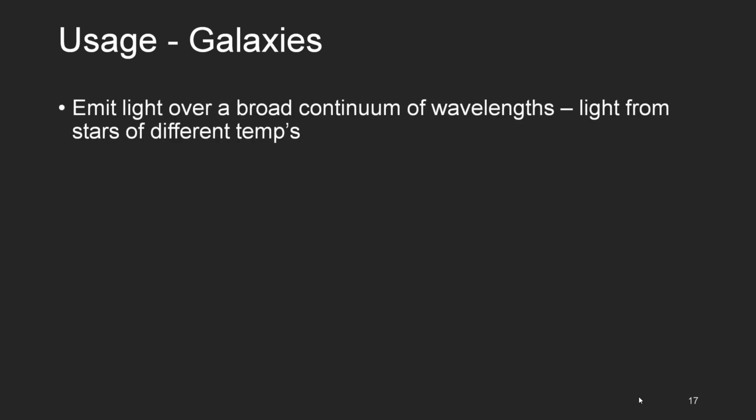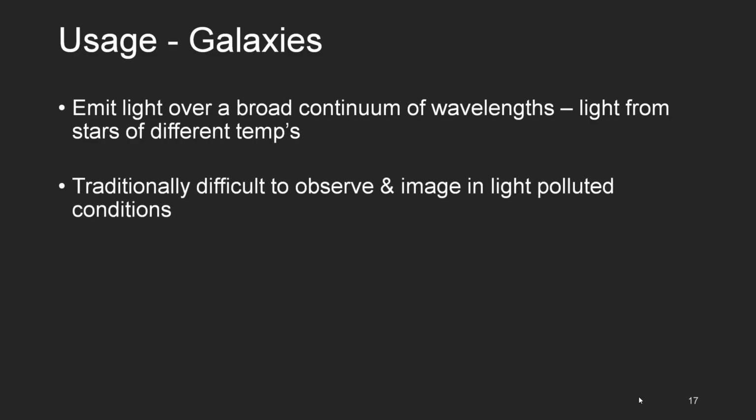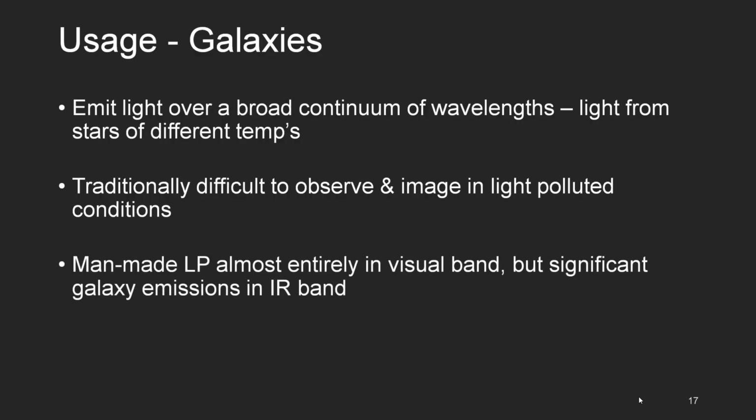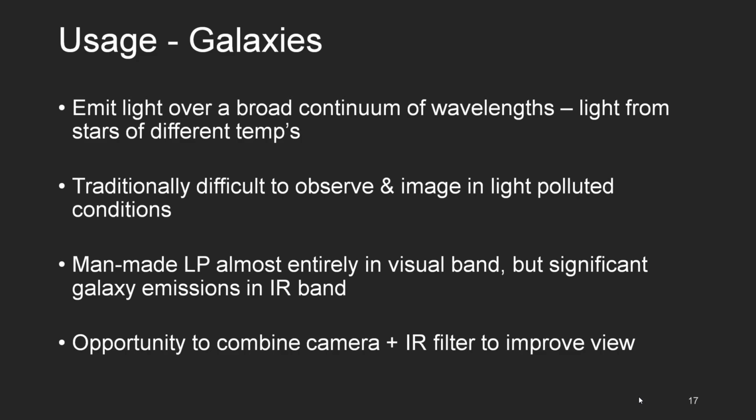The next example application of IR imaging I have to share is of galaxies. These objects emit light over a broad range of wavelengths, a result of them being made up of a large number and variety of star types. The broad spectrum nature of galaxies makes them difficult to observe from light-polluted locations. Fortunately, man-made light pollution is almost entirely in the visual band, but galaxies emit light well into the infrared band. This presents an opportunity to combine a camera and an IR pass filter to achieve enhanced views of galaxies.